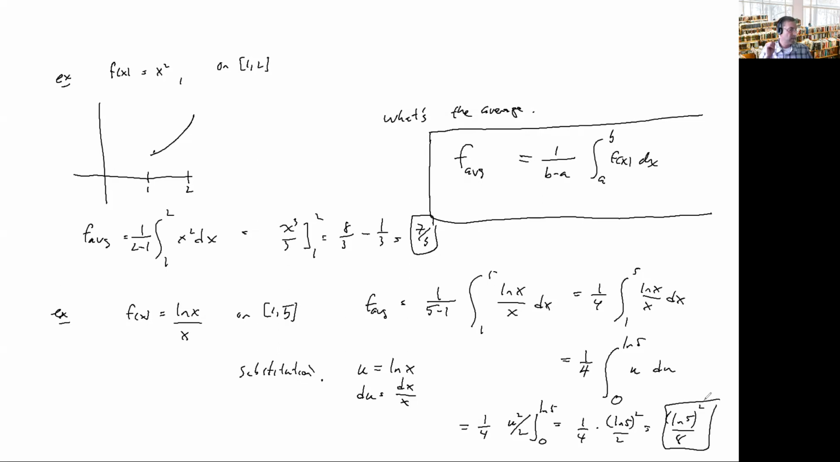So here's the recap of today. We talked about work, and we talked about average value of a function. These are both applications of the definite integral. And with that, we are done with this lecture.